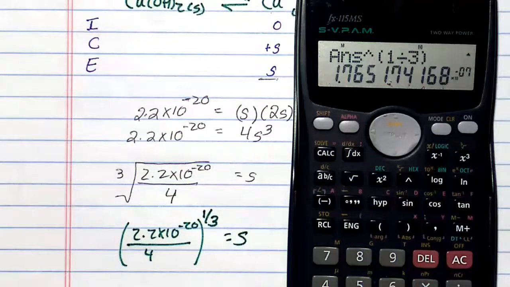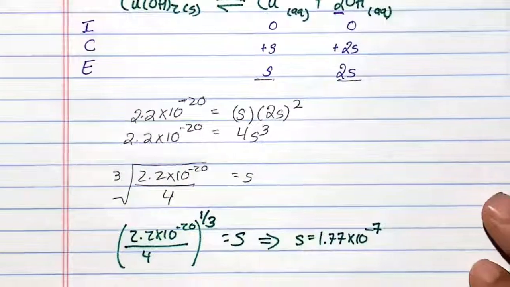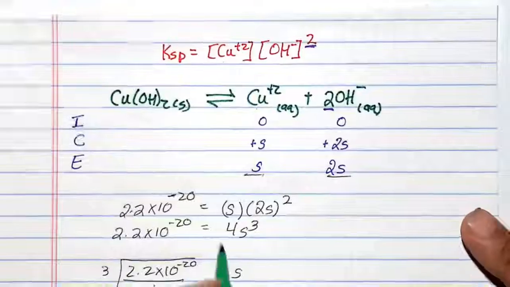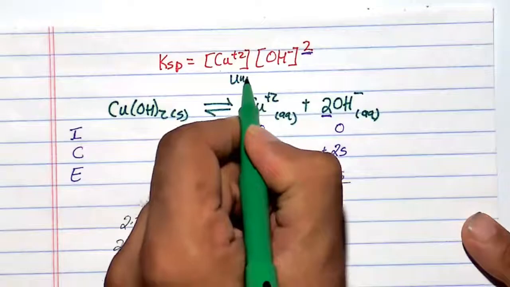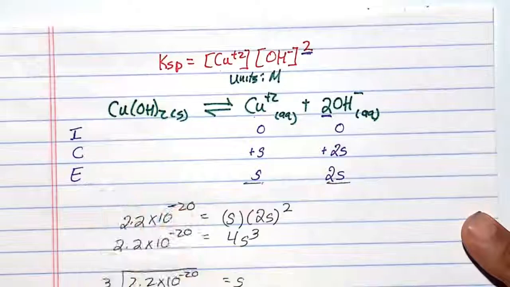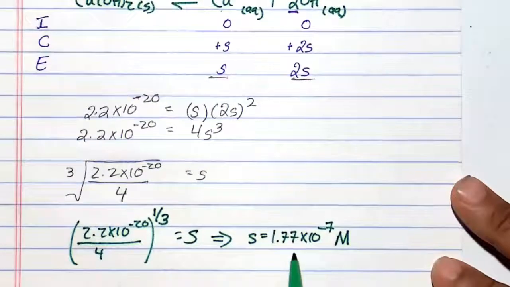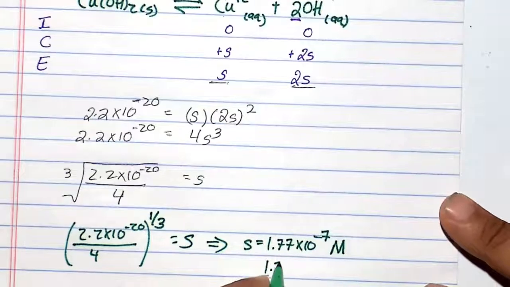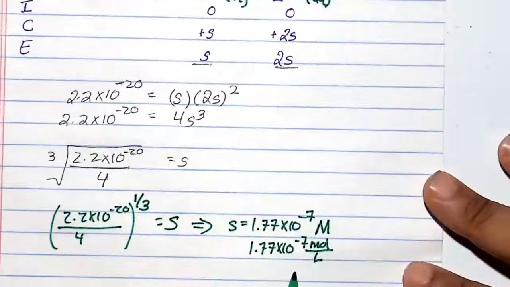And I get 1.77 times 10 to the minus 7. Be cognizant of your units. The units here are going to be molar, because concentration has units of molarity in this particular case. So 1.77 times 10 to the minus 7 molar, or moles per liter, remain in solution. 10 to the minus 7 is a pretty small amount.